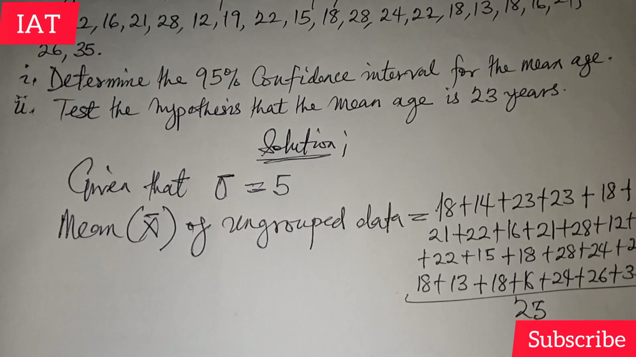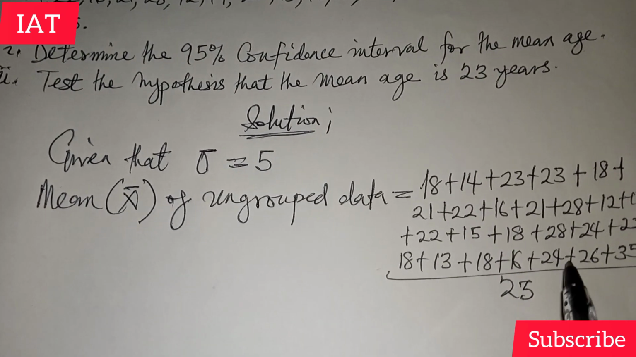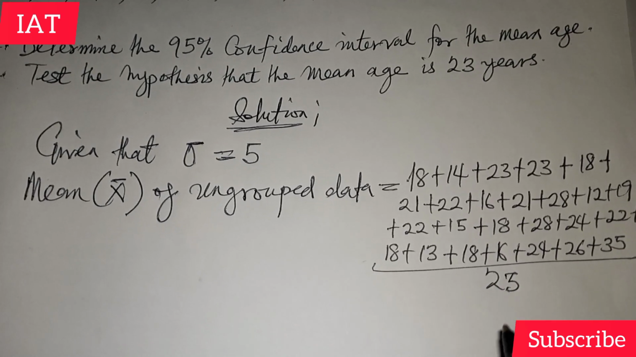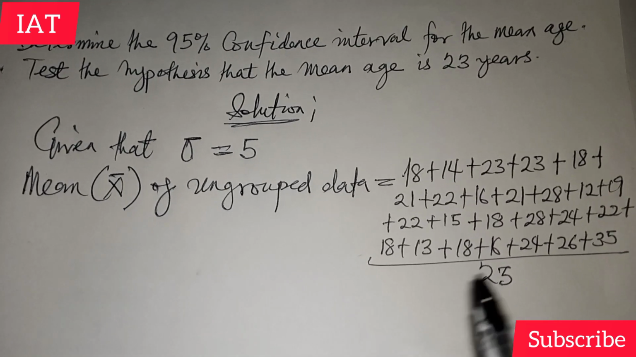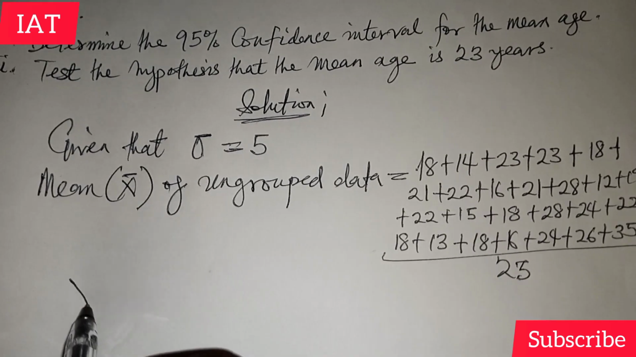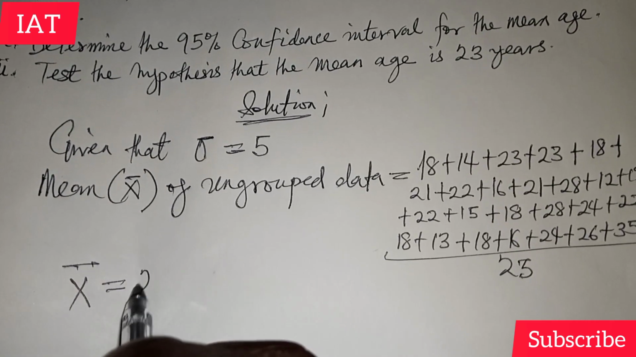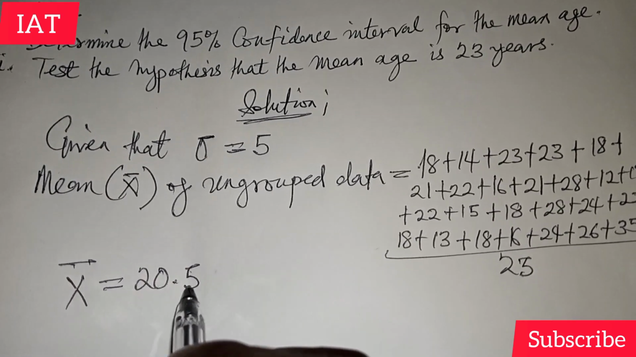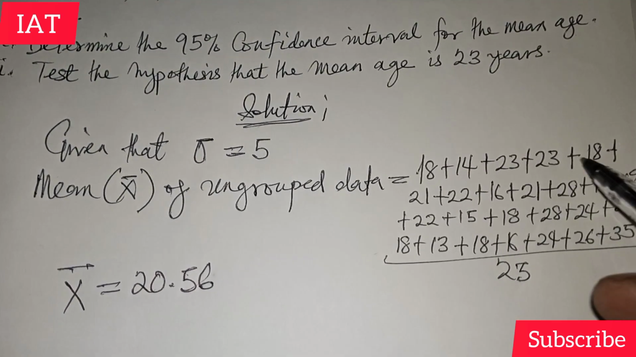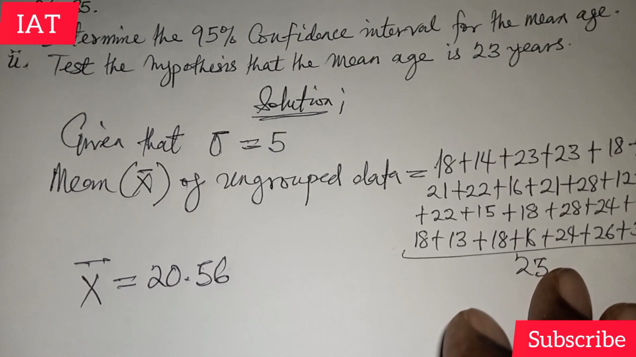And what is this 25? That is the sample size. If you count all these numbers, they are up to 25. So you divide this by 25. And by the time you punch through your calculator, you have this mean to be equal to 20.56. By the time you add up all these values and divide by 25, you have this value.